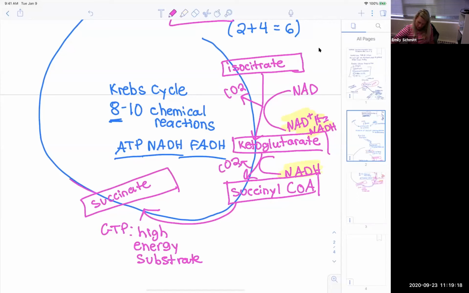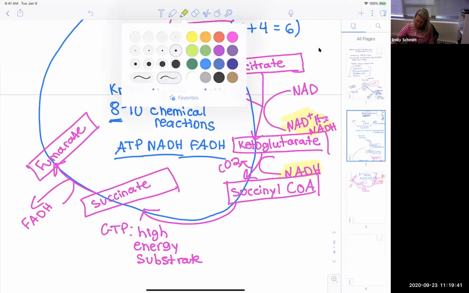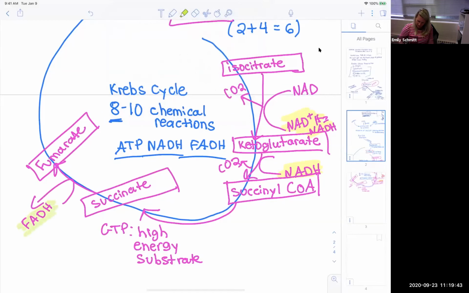So after succinate, we are going to go to fumarate. Now, this is where it gets interesting. Instead of CO2 and NADH, we're actually going to produce our first FADH. So let's highlight this in, I don't know, green to distinguish it being different than NADH.